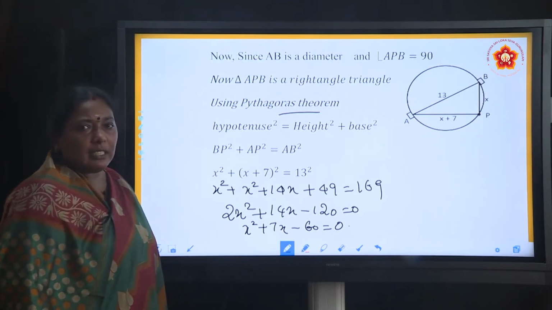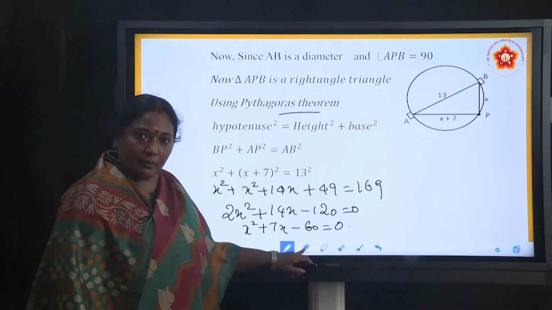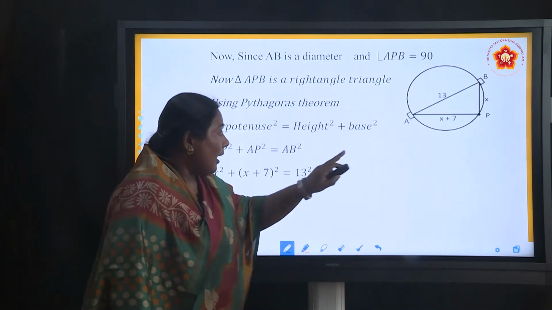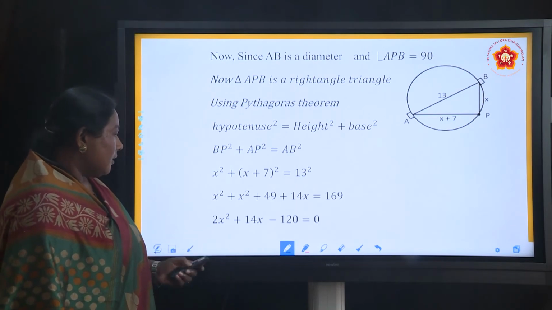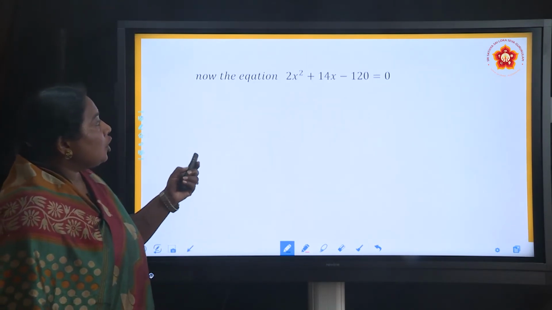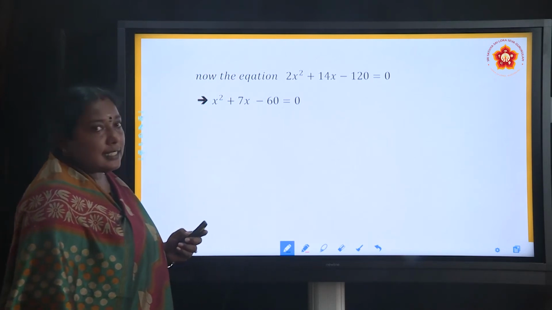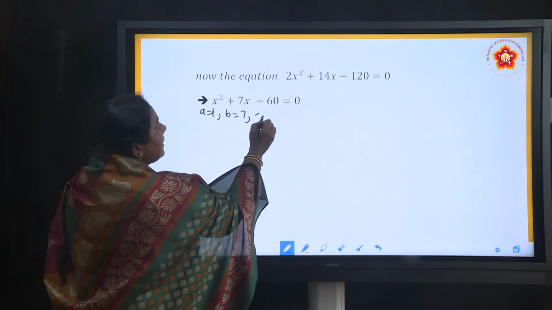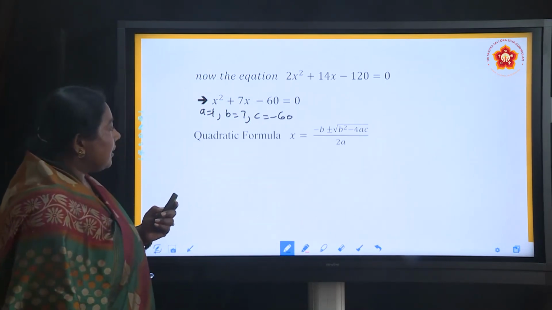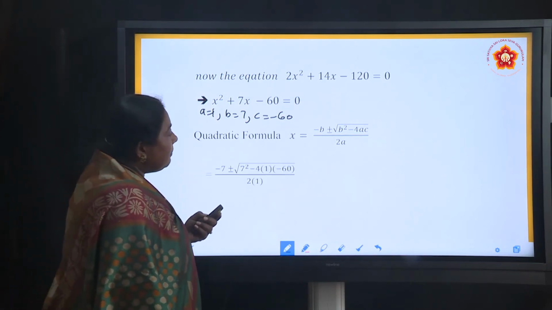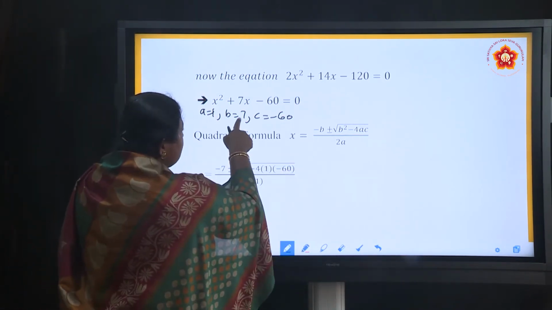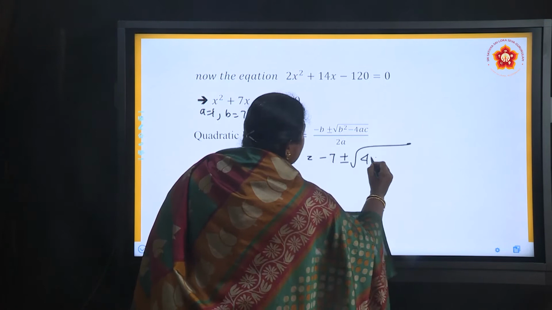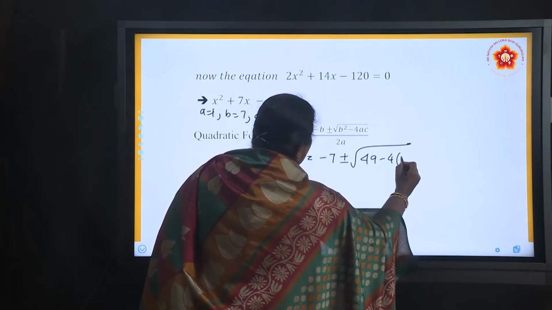By the factorization method I can easily tell that it is plus 12 and minus 5, but I have to do it in the formula method, so we will move on with that. The equation is x square plus 7x minus 60. Here a is equal to 1, b is equal to 7 and c is equal to minus 60, right. So apply here.